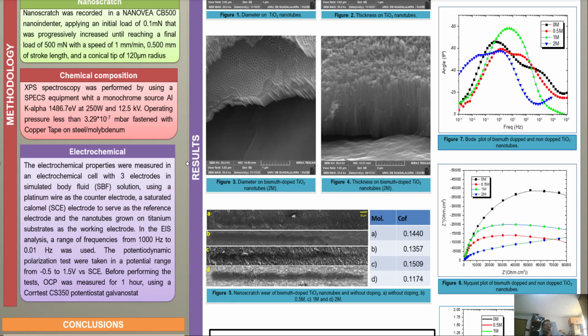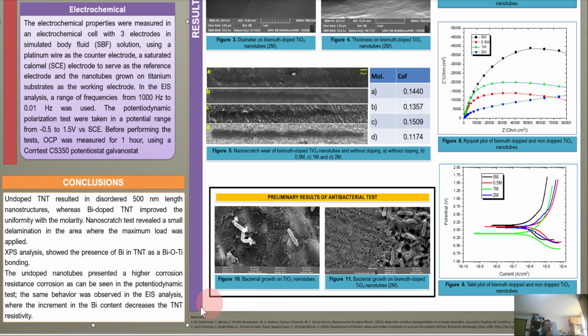And in the nanoscratch test, we can observe that the friction coefficient decreases when the molarity increases. And we can observe that the nanotubes are doped correctly, because we know from the XPS test that bismuth is present in the nanotubes.